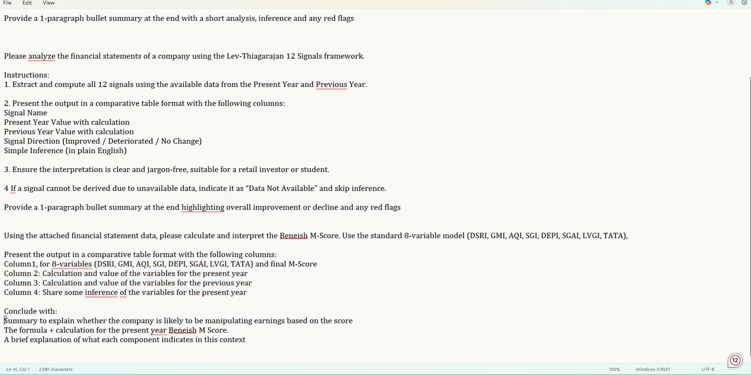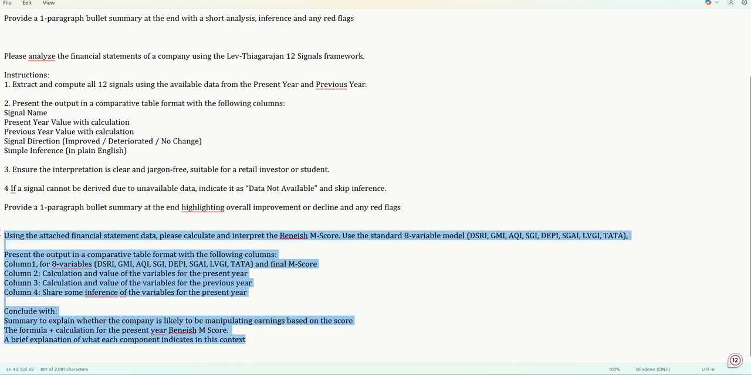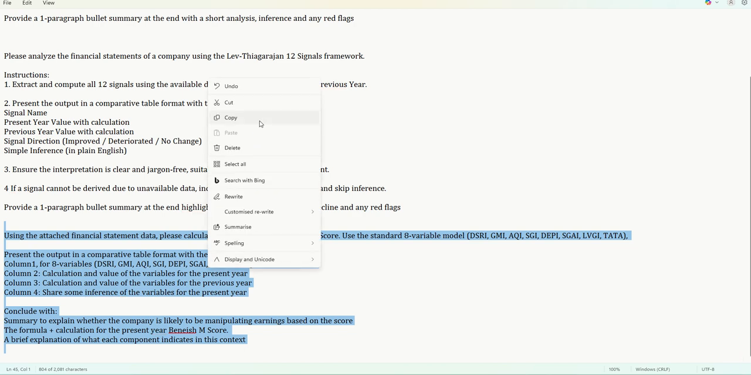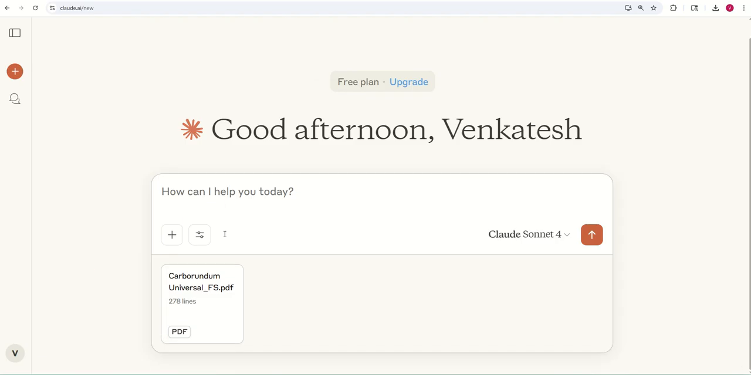And finally, conclude with a summary to explain whether the company is likely to be manipulating earnings based on the score, the formula plus calculation of the present year Beneish M-Score, and a brief explanation of what each component indicates in this context. So I'm going to put this prompt and run it in Claude for Carborundum Universal.